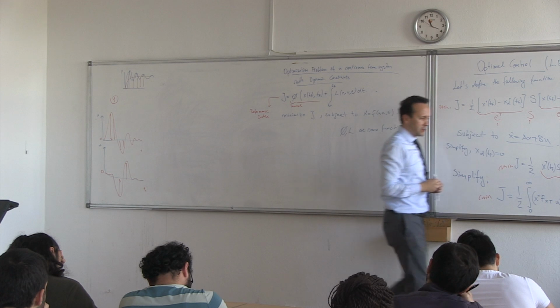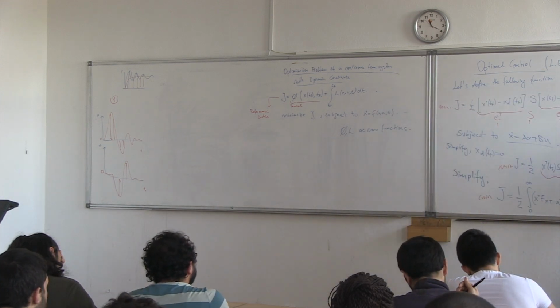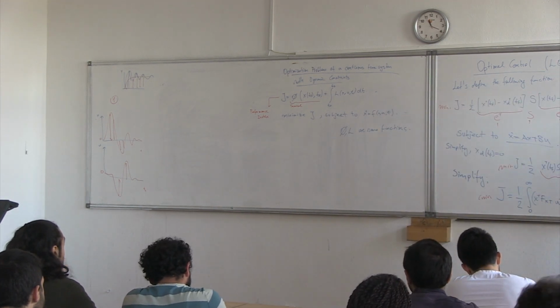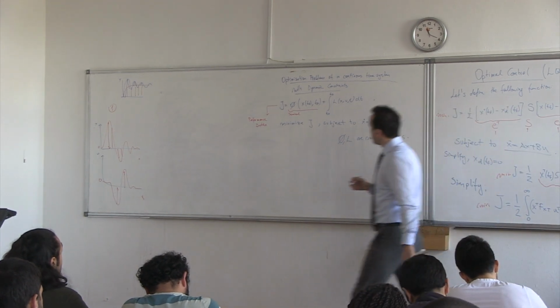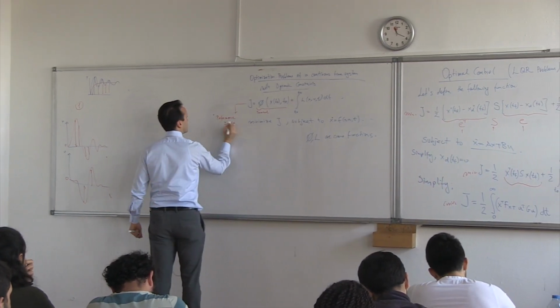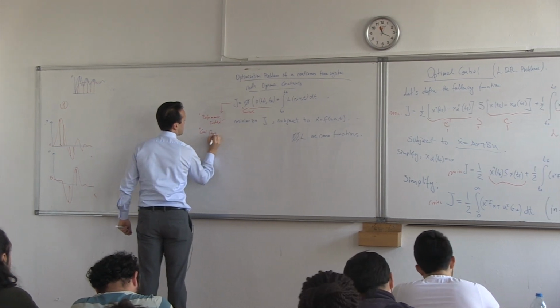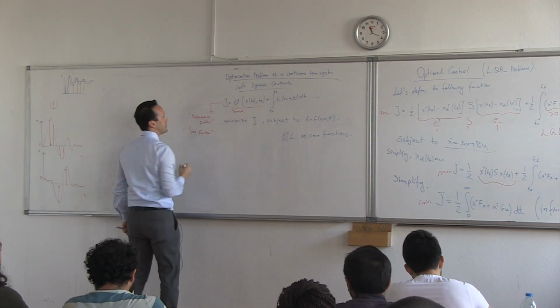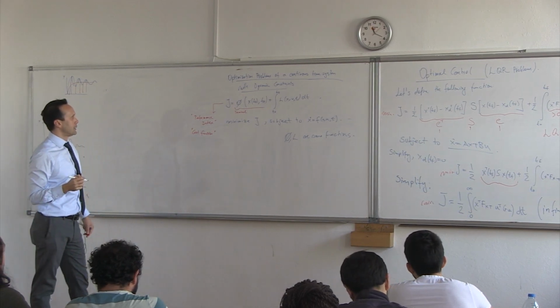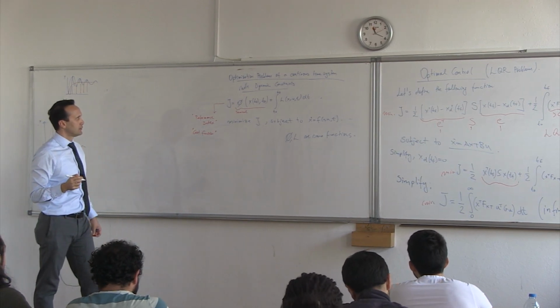It's basically a function that we like to minimize, okay? Or sometimes we call it the cost function. It's basically the function that we like to minimize. Okay, we like to minimize J.